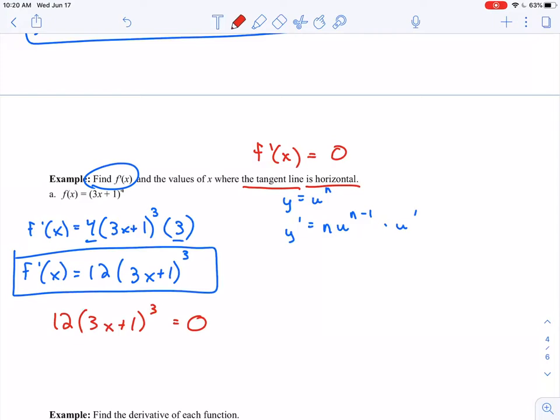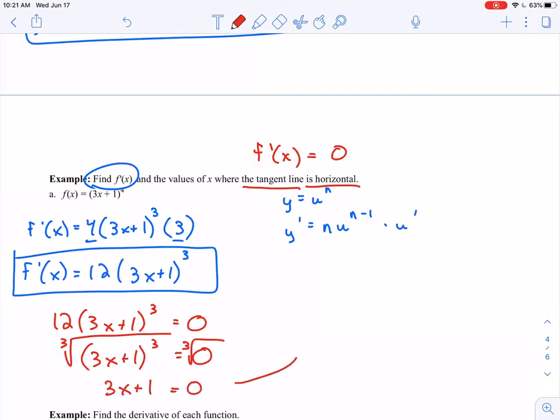So we can divide by 12 pretty quick. (3x plus 1) to the third power. Dividing by 12 still has 0 on the right-hand side. We need to get rid of this exponent next, so why don't we take the cube root of each side? The cube root of 0 is still just 0. So I've got 3x plus 1 equal to 0. From here on out, it's just a little bit of algebra, so 3x equals negative 1, and x equals negative 1/3.